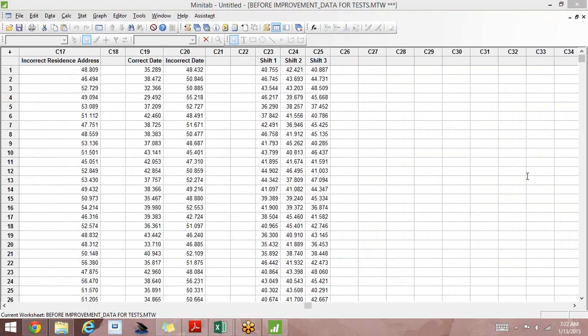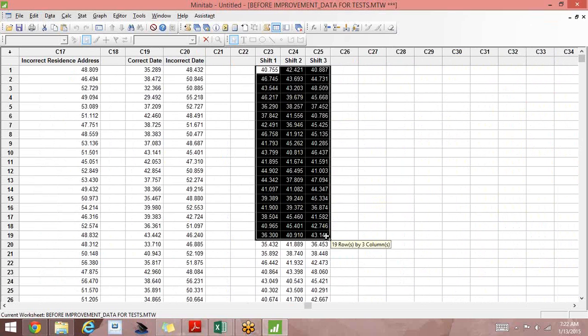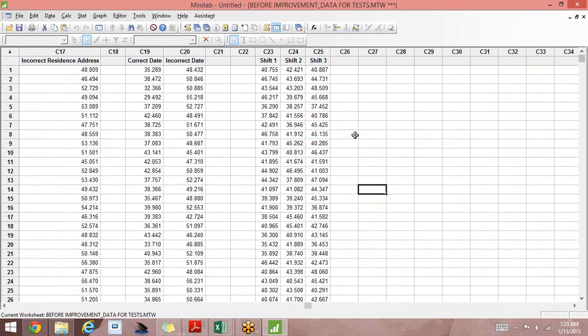So why ANOVA? If y is continuous, y is what? Customer activation time. Activation time is y. These are the numbers. Y is continuous. If y is continuous, then we have to check what is x. X is shift: morning shift, afternoon shift, night shift, or shift 1, shift 2, shift 3. Is this continuous or discrete? Number of shifts.